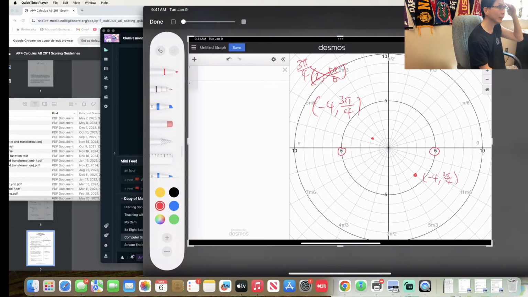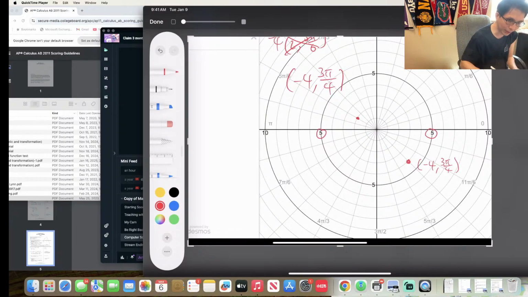Yes. What if the 3 pi over 4 is negative? Then that's just the angle. Say I have negative 3 pi over 4. Negative 3 pi over 4 is right here, right? So negative 3 pi over 4 goes here, and that's going to be positive 5. So in this case, it's 5 comma negative 3 pi over 4. You can have that because that's just a negative angle. That means going clockwise, going negative 3 pi over 4 and then going into the fifth ring. The opposite ring is only because you have a negative r. Does that make sense?